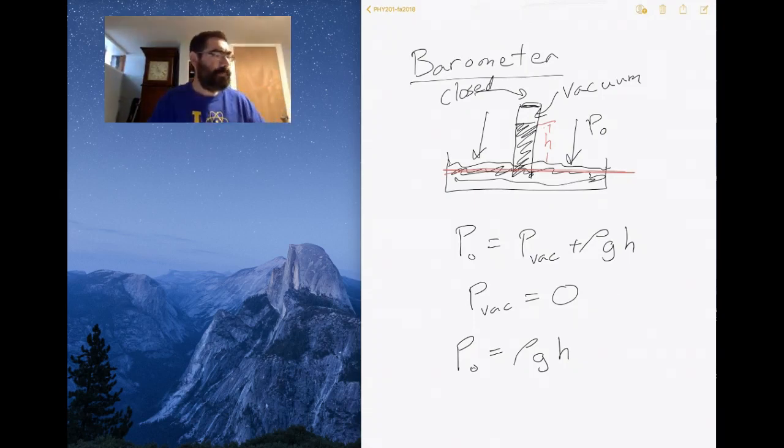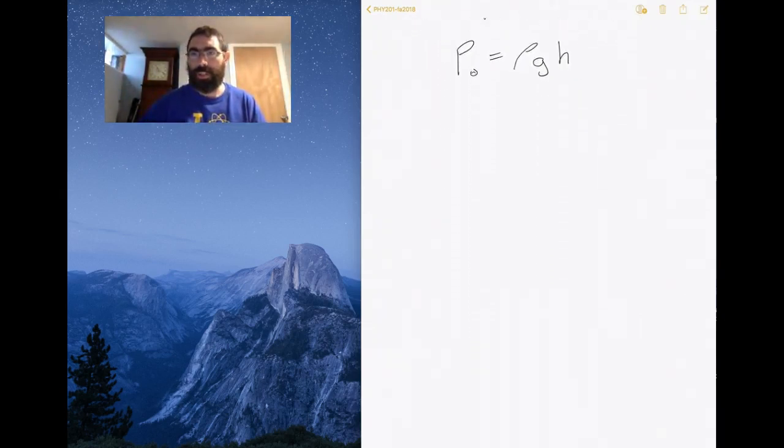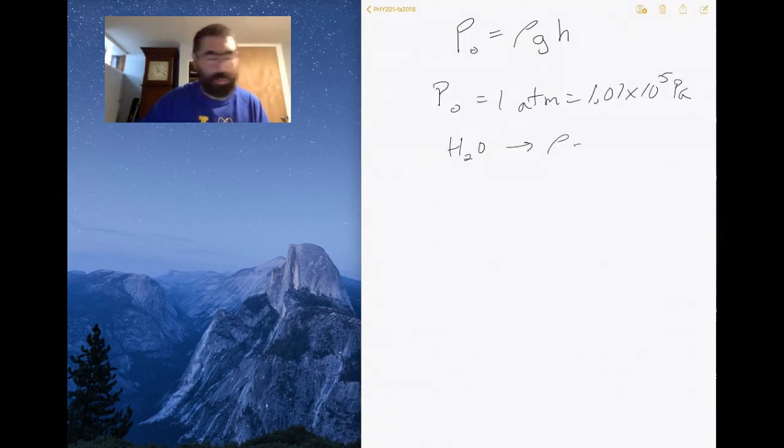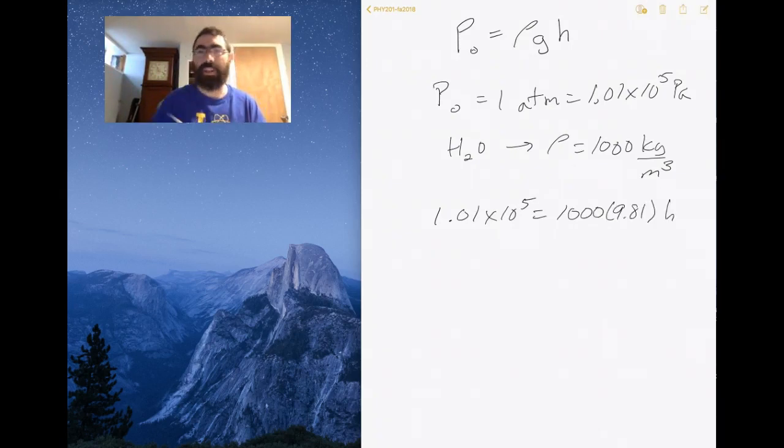Now, we could actually use this to design or engineer a barometer. So let's say we're trying to measure the atmospheric pressure. We said the atmospheric pressure is 1 atmosphere, or 1.01 times 10 to the 5th pascals. And let's say that we use water. So for H2O, the density is 1,000 kilograms per meter cubed. So if we put those into our equation, we have 1.01 times 10 to the 5th is equal to 1,000 times 9.81 times the height h.